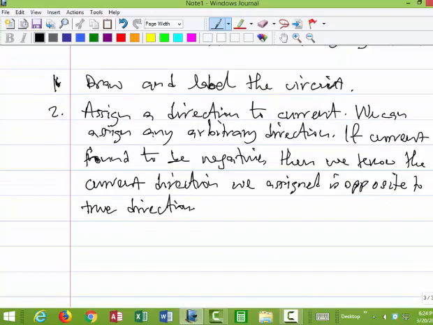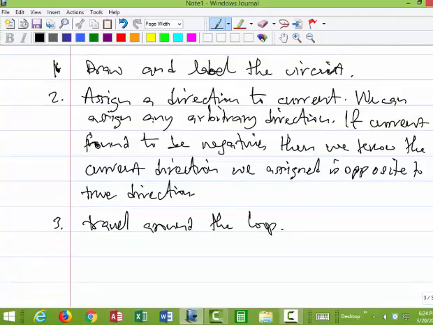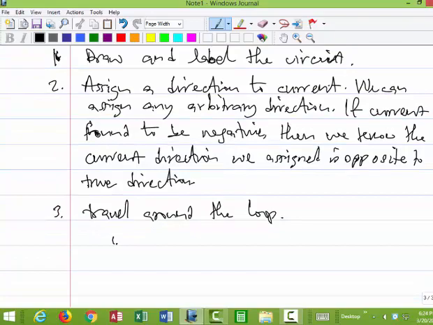So now let's go on. Number three, travel around the loop. The way this works is that if you have a battery like that, and you are going this way, from negative to positive, then the potential difference, or the EMF of the battery, is equal to E, or positive. This is positive.